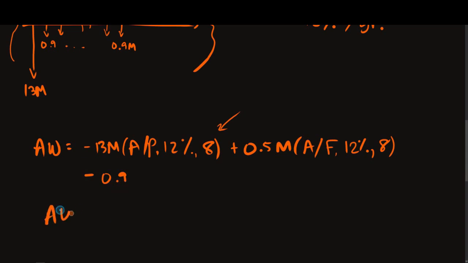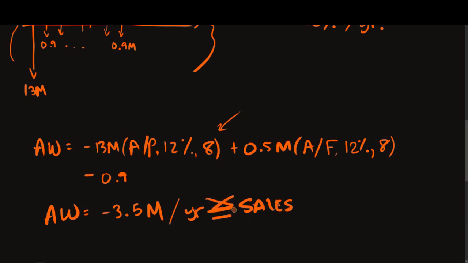So then I find AW is, more or less, 3.5 million. Of course, that would be per year. So my sales goal, I need to beat that. As long as my sales are greater than or equal to that, then I'm going to make my 12%.